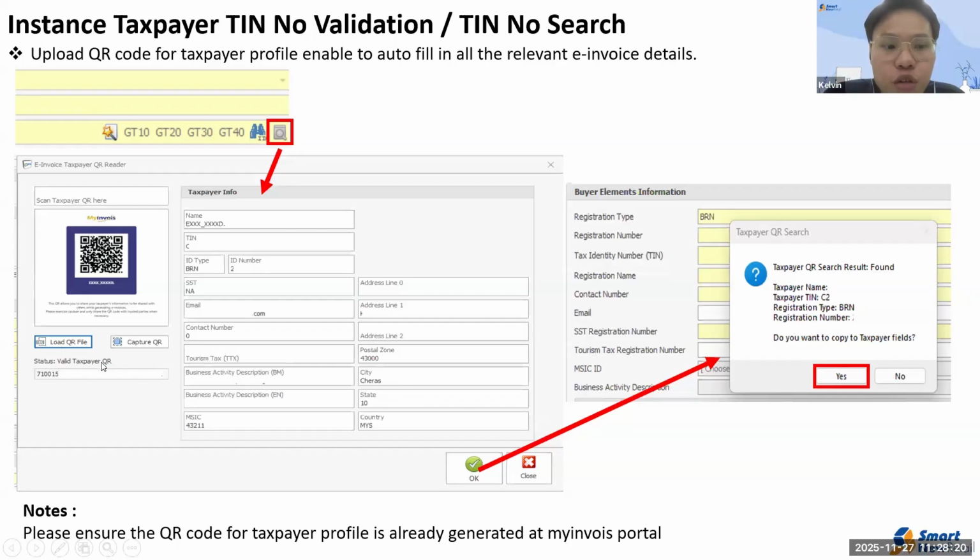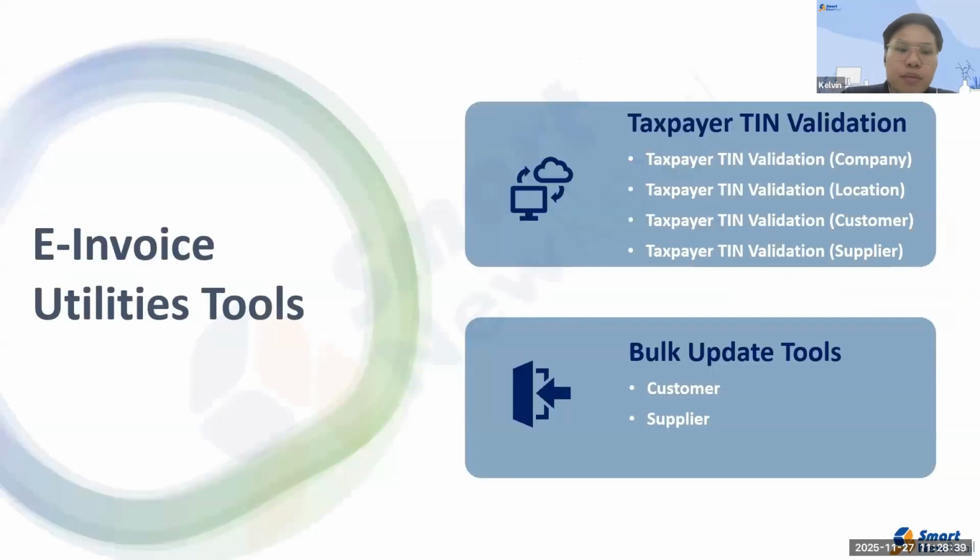This QR code you can load into our system, and our system will be able to read this QR code and automatically get their e-invoice detail. After getting that e-invoice detail, you click OK, and the system will automatically key it in for you. So it will help minimize human error and save time also. So next, e-invoice utility tools.